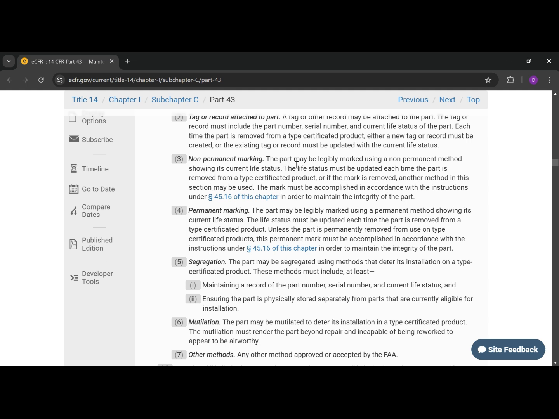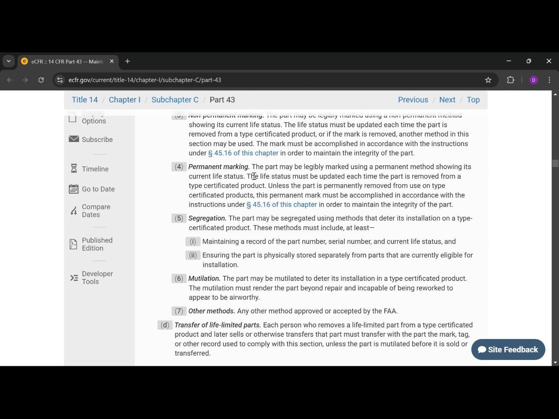Non-permanent marking. The part may be legibly marked using a non-permanent method showing its current life status. The life status must be updated each time the part is removed from a type certificated product, or if the mark is removed, another method in this section may be used. The mark must be accomplished in accordance with the instructions under 45.16 of this chapter in order to maintain the integrity of the part.